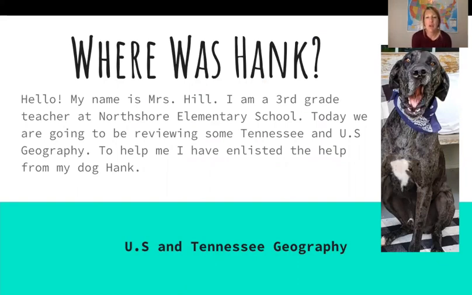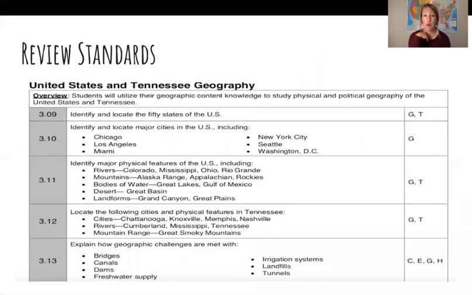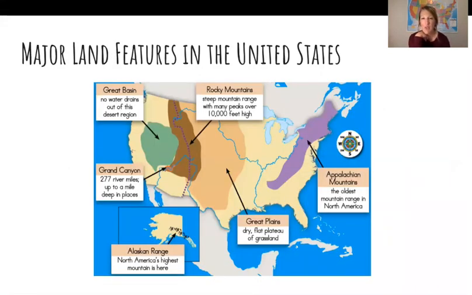Today we're going to be reviewing different geography things that we've learned so far. Here are some of our standards that we're going to be looking at. We're going to be looking at the 50 states that we've learned, some major cities, some rivers, bodies of water, deserts, and landforms. We're also going to be looking at geographical challenges like bridges and canals and dams. So let's go ahead and get started. We're going to review a little bit.